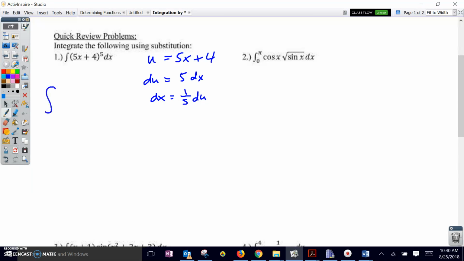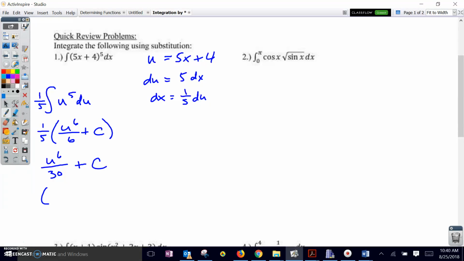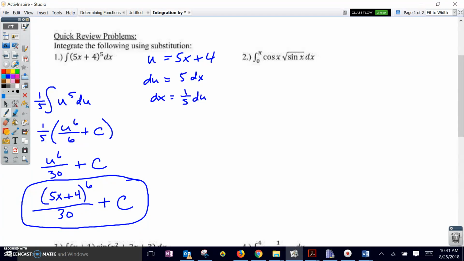So when I make my replacement, this turns into the integral of u to the 5th, and I replace the dx with 1/5 du. I'll bring 1/5 out in front of the integral. And then I could integrate from there. 1/5 times u to the 6th over 6 plus c. So that's u to the 6th over 30 plus c. And then I bring my u back. And you've got the quantity 5x plus 4 raised to the 6th over 30 plus c. And that's really how we generally handle substitution when we have an indefinite integral.